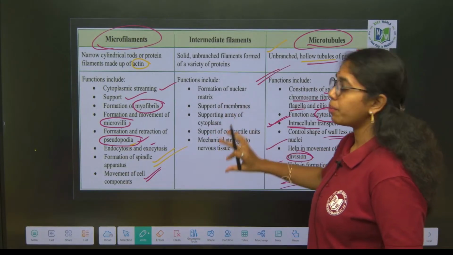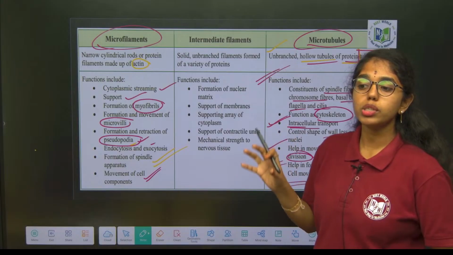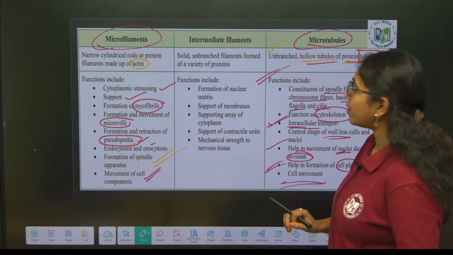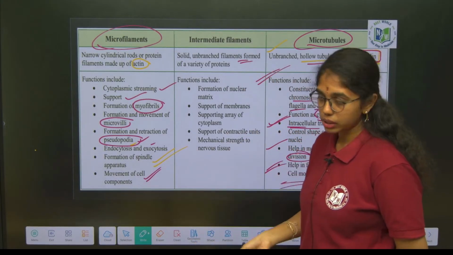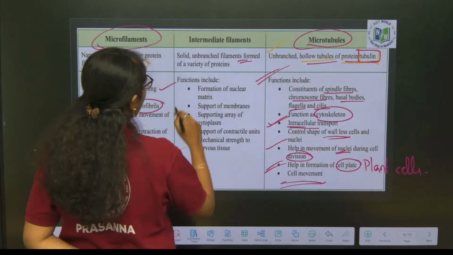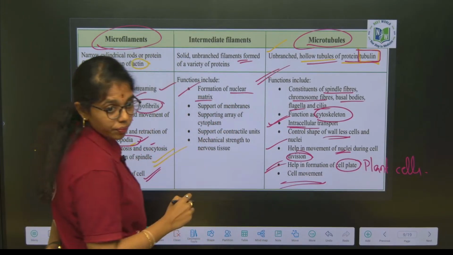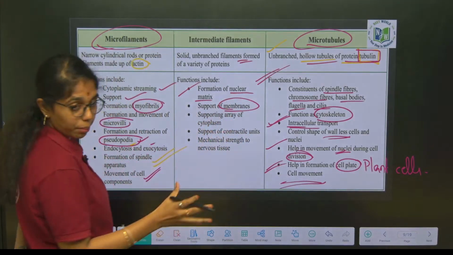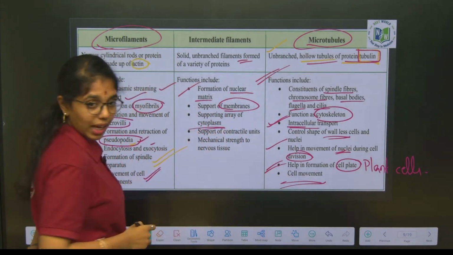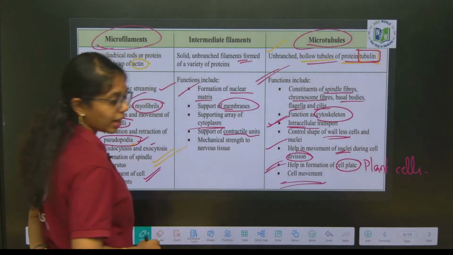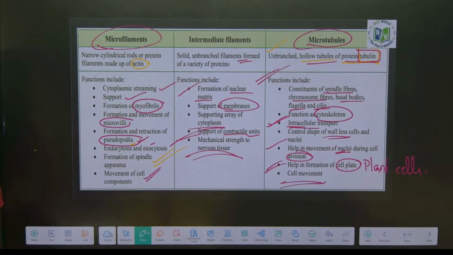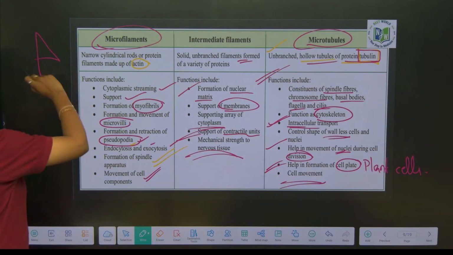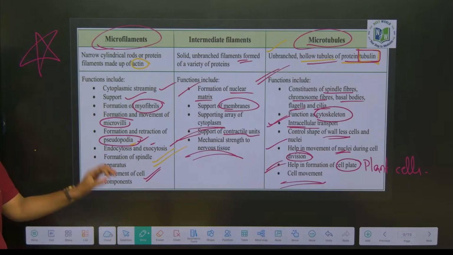Lastly, intermediary filaments. Intermediary filaments you will observe mostly in the nucleus, and they are made up of lamin proteins. These are solid unbranched filaments formed of variety of proteins. Functions include formation of nuclear matrix, and this supports the membranes, supporting array of cytoplasm, and this supports contractile units, giving mainly mechanical strength to the nervous tissue. So, this is the complete comparative analysis of microtubules, microfilaments and intermediary filaments.